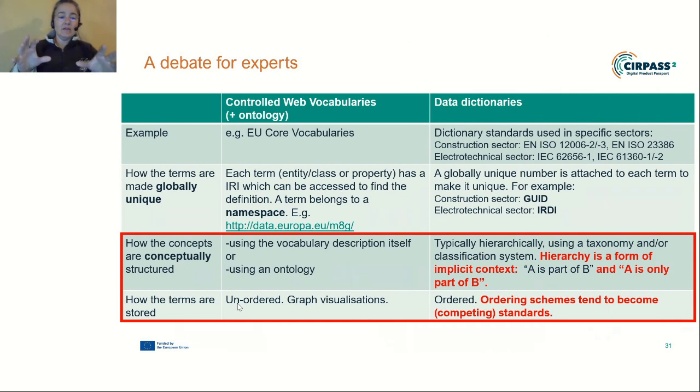So what we see is that fundamentally, if I use controlled web vocabularies, the ordering of the terms has no importance, whereas in the hierarchical approach, it does have importance. We see that this is ordered because all the terms are classed or stored a little bit like in a file system. So the ordering is very important.